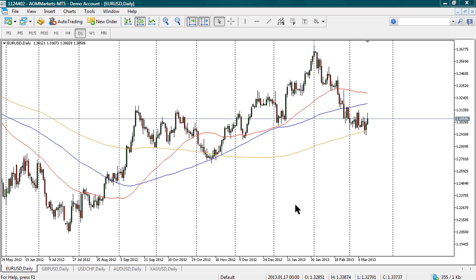For anyone who follows along, we have 3 moving averages on each of these charts. The red one is a 55 simple, the blue is a 100 simple, and the gold is a 200 simple moving average.